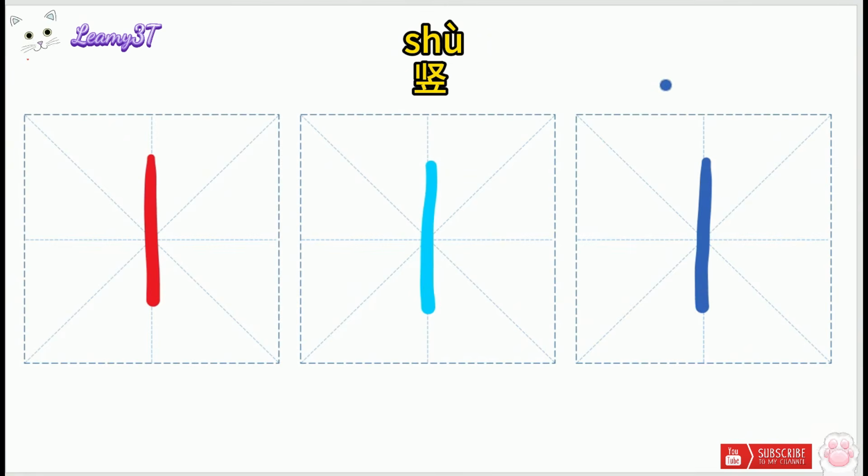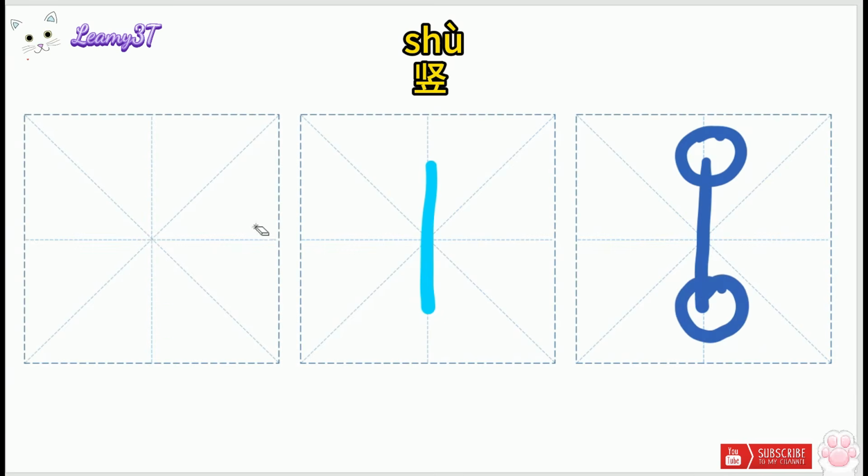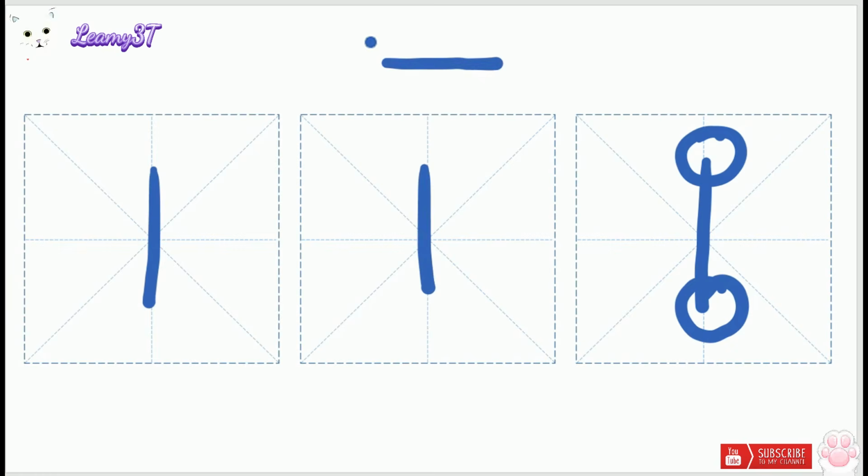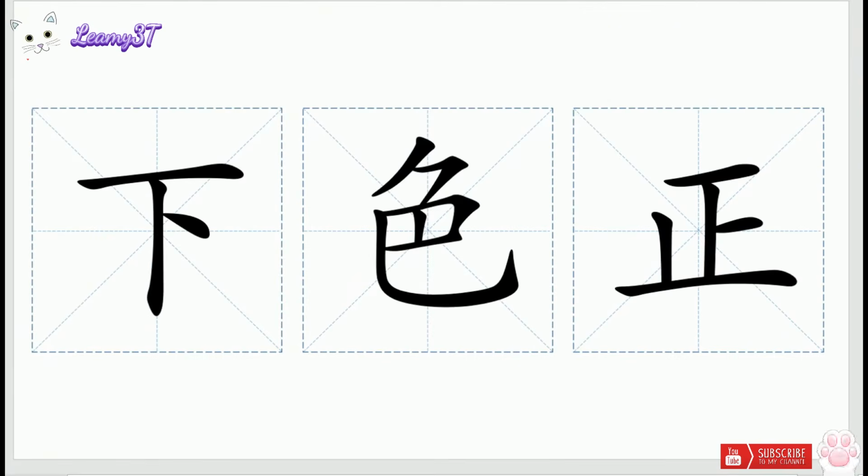Good. Okay. When we write shu, always go from the top to the bottom. Shu is also straight. Straight with no curves in. Please write it in the middle of the square. You can also imagine it as héng rotated 90 degrees. Okay, now please find all the shu strokes in these 3 characters. You have 10 seconds.